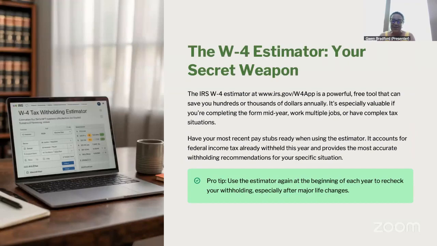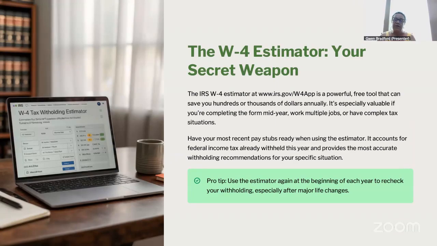Okay, now this is what they're calling the secret weapon. But hey, if you've never gone into the IRS website, www.irs.gov, and in the search bar put in "tax estimator" and actually looked at this weapon, you really don't know what you're missing, because that tool has a lot of good information for you to enter, so that you can know exactly what you should put on your W-4.